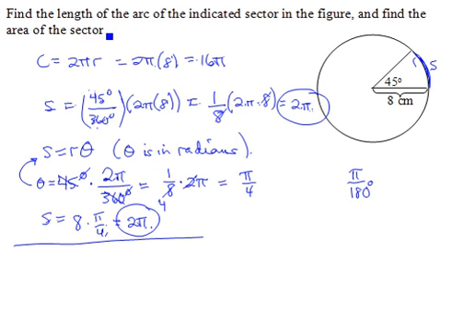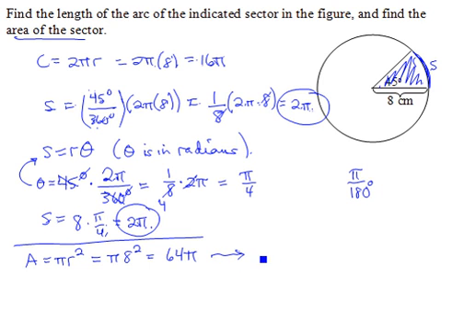Now, we were also supposed to find the area of the sector. That's the area of that slice of the circle, and we could use the same argument. We know that the area for a full circle is equal to pi times the radius squared, and so we could compute that to be pi times 8 squared, which is 64 pi, and then take the fraction of the circle to get the sector.